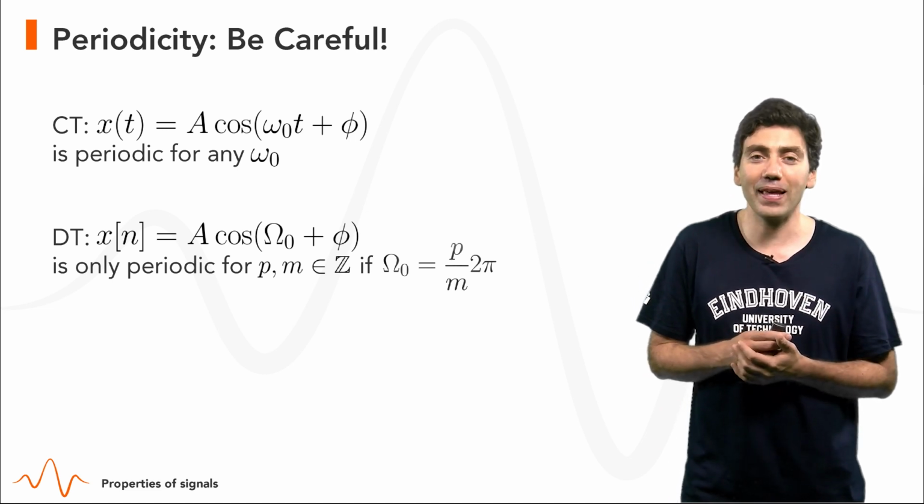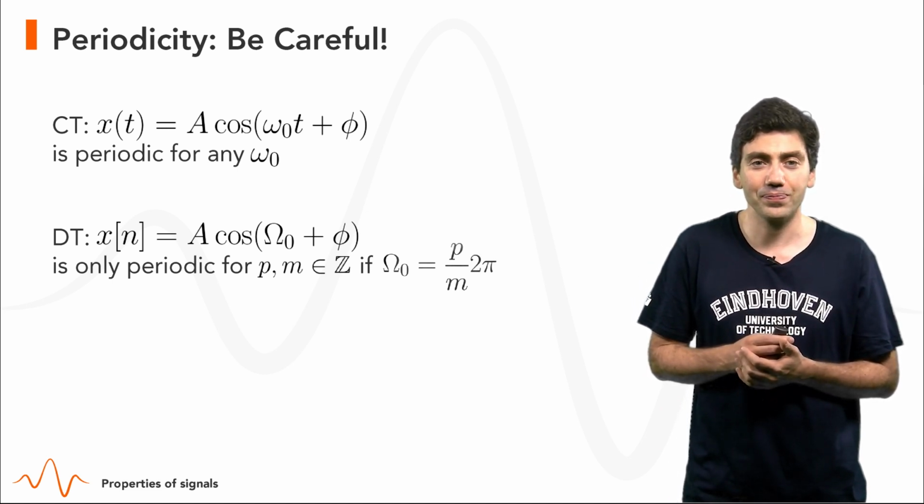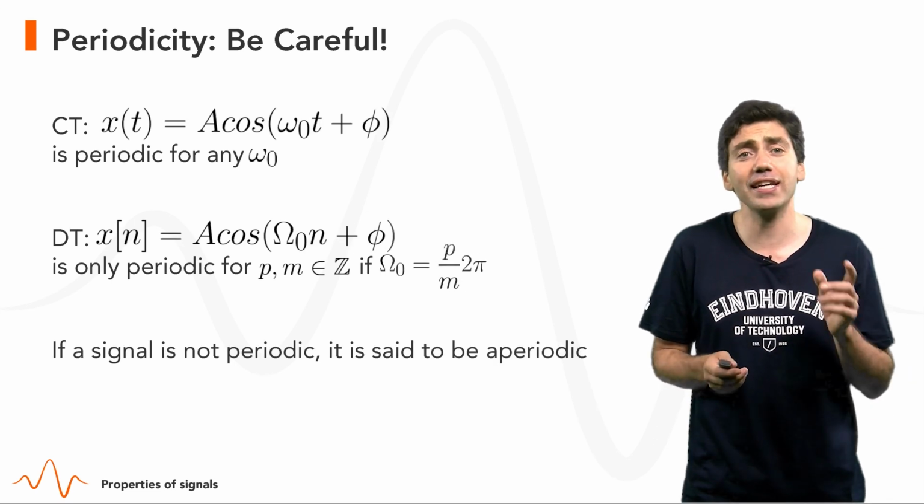This is going to play a big role in our course later on. If a signal is not periodic, it is said to be aperiodic.